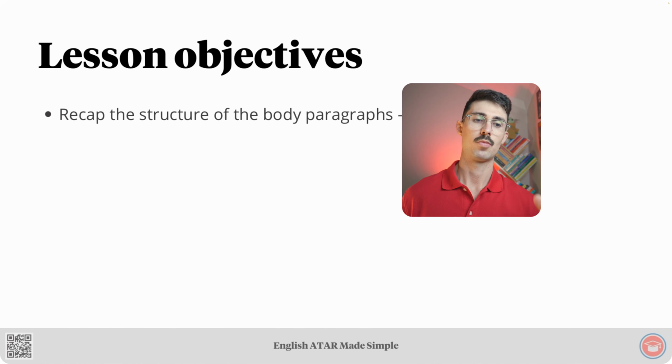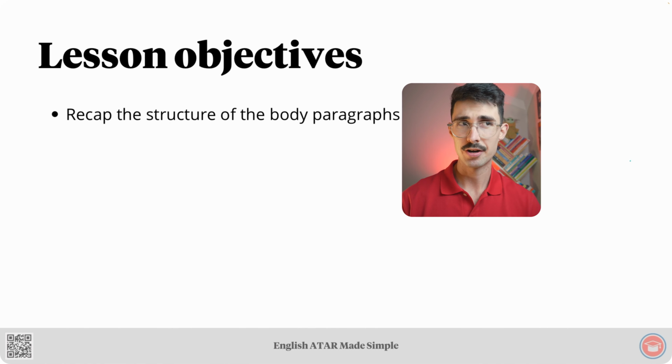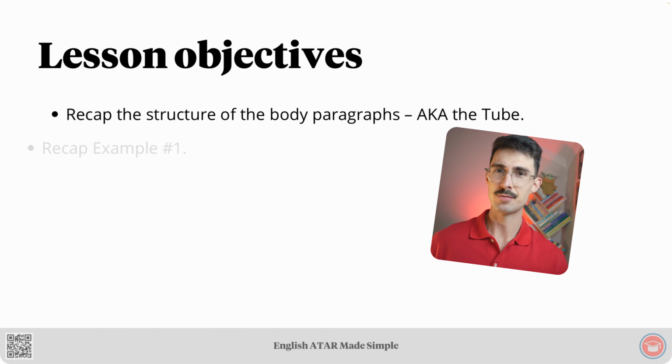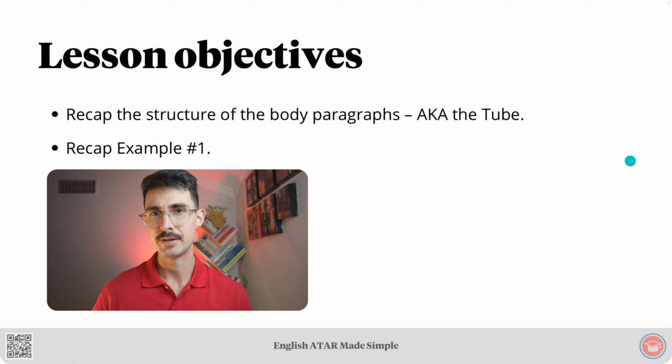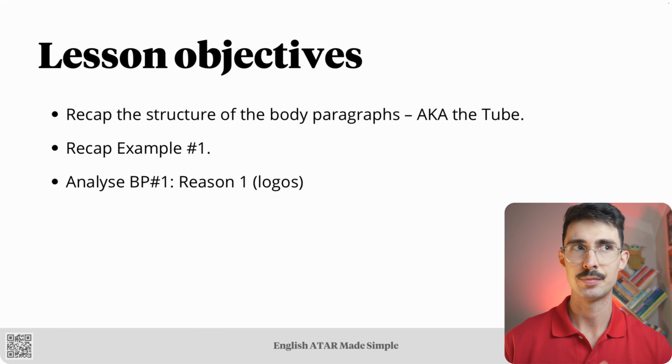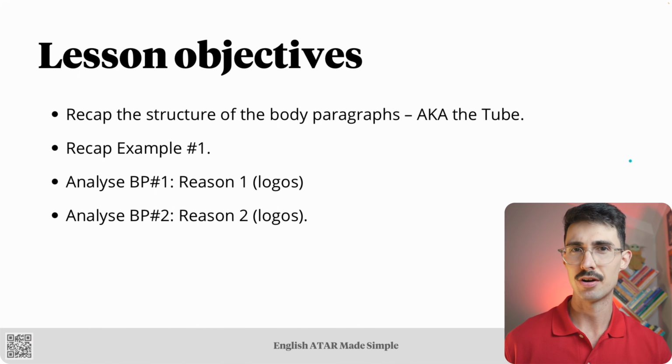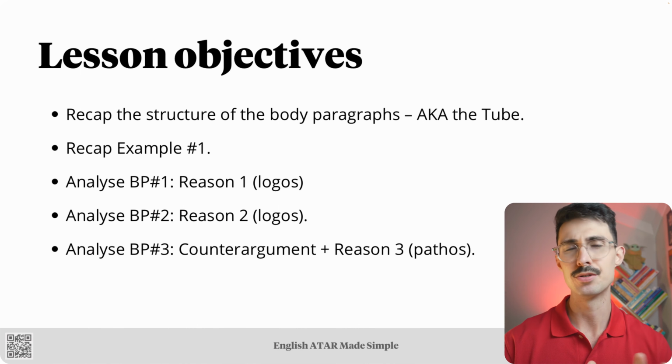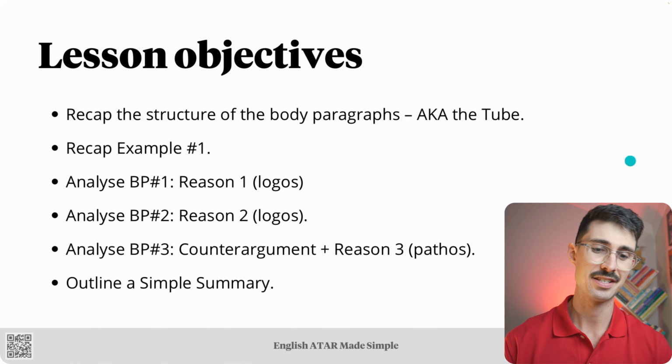Lesson objectives. Recap the structure of the body paragraphs, aka the tube. Then we'll recap example number 1 from the previous lessons. Then we'll get into what we came here for. We'll analyze BP1, which is reason 1, and its theme is logos. The same thing with body paragraph 2. Body paragraph 3 is all about the counter argument and the reason 3. The theme of that one is pathos. Then we'll call it a day with a simple summary.